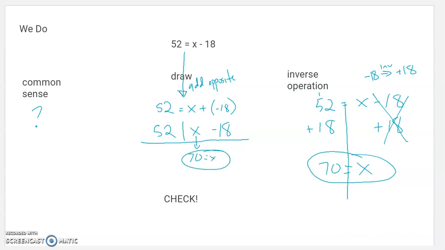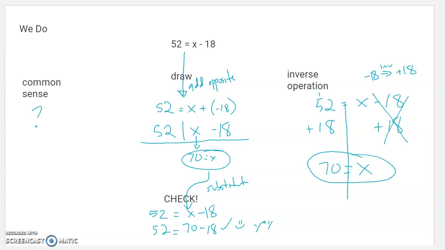All right, and as I said, I always check. Good habit to get into, lets you know you're right. Just make sure that x take away 18, if you substitute in the answer you think is right, then we should find that 70 minus 18 equals 52, and it does. Check. Smiley face. Okay.